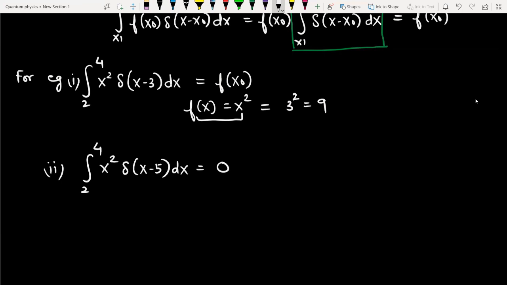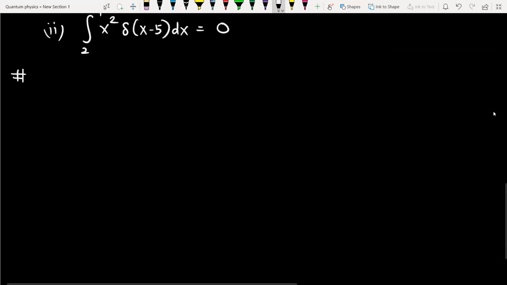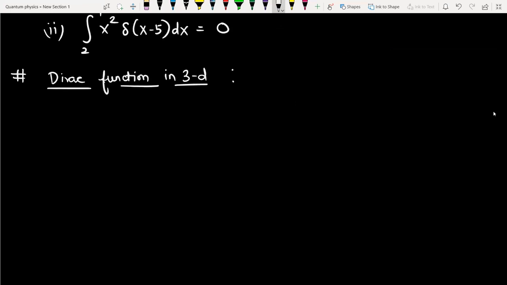So on similar lines, you can have the Dirac function in 3D. Because very obviously, in 3D now, like in our one-dimension case, the Dirac function was only a function of x. Obviously when we talk about the Dirac function in 3D, it's a function of space points. You can say it's a function of space points.